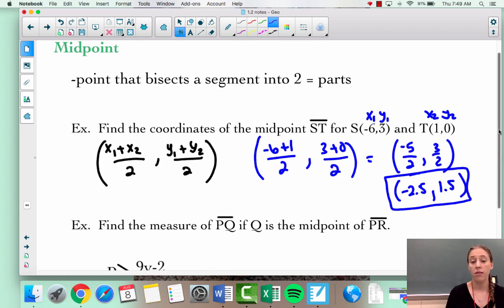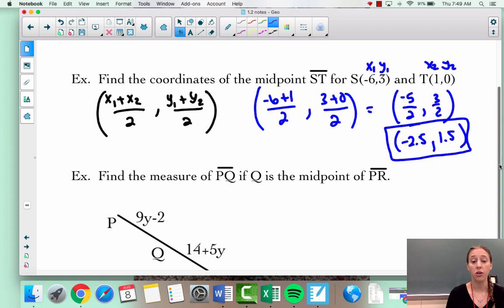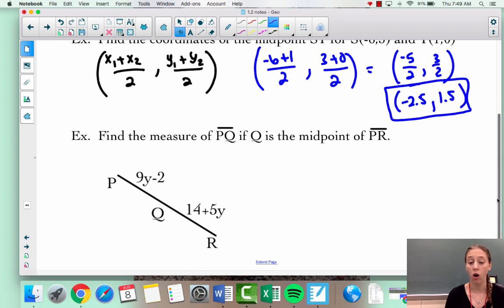The next one says find the measure of the length or measure of PQ if Q is the midpoint of PR. So this is knowing what that midpoint does. A midpoint, remember we said, splits a segment in half. So if we know that the point Q is in the middle, that means that PQ and QR have to be equal lengths. And that's what those dashes right there mean. Okay, if I have two segments marked with the same dash, that means that they are congruent to each other, they're equal. So now that allows me to take this equation and this equation, because I know they're equal lengths, and set them equal to each other.